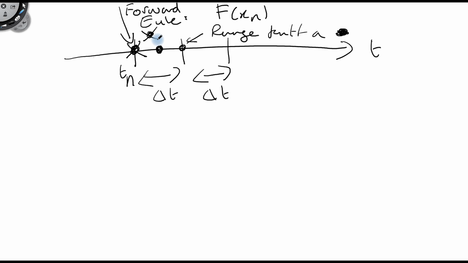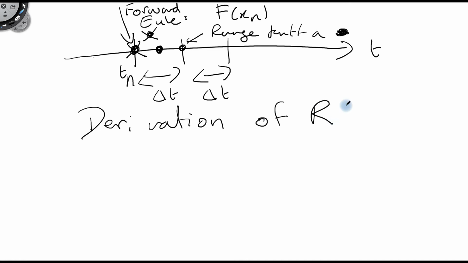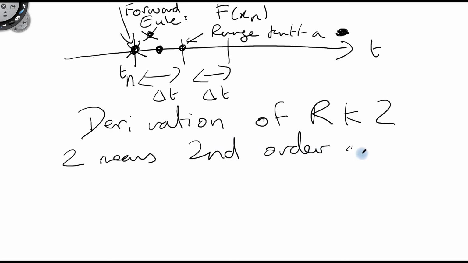So now I want to go into the sort of derivation of Runge-Kutta, and I'm going to call it RK, and 2 means second order accurate. So we're going to use this lingo throughout. It's Runge-Kutta RK2, or RK4 if it's fourth order accurate. So we're trying to achieve the same thing as leapfrog, second order accuracy, but we're trying to do it in a different way.